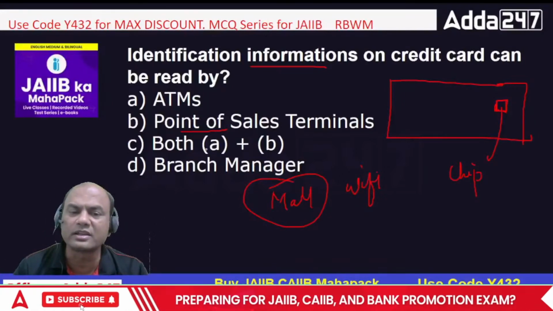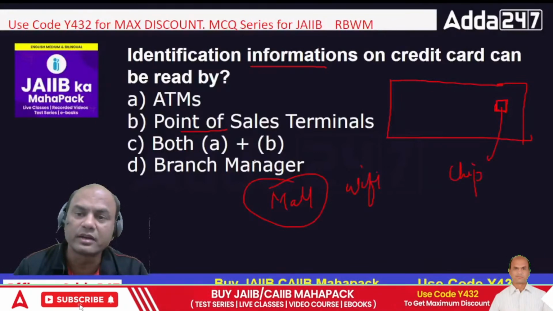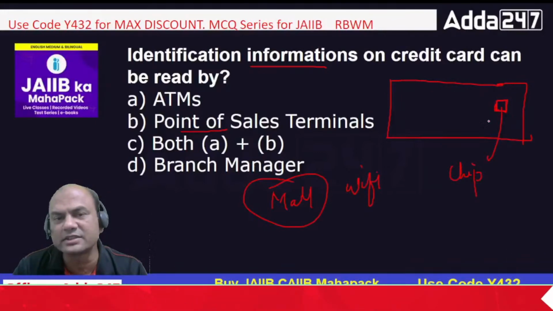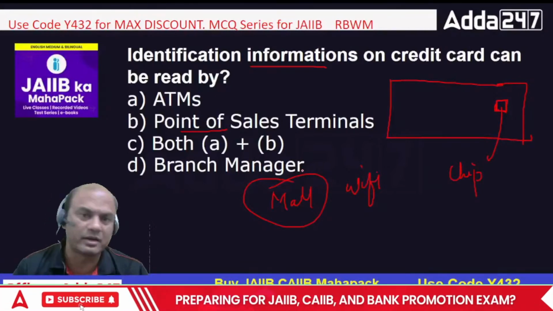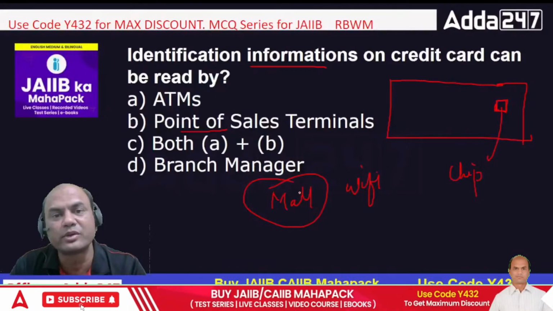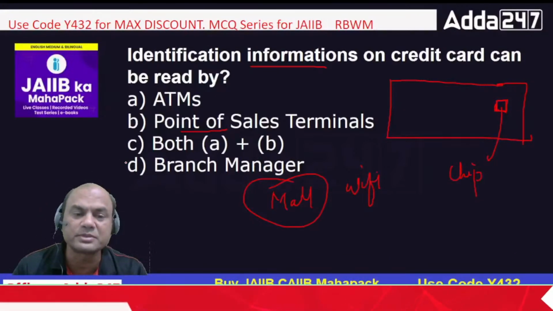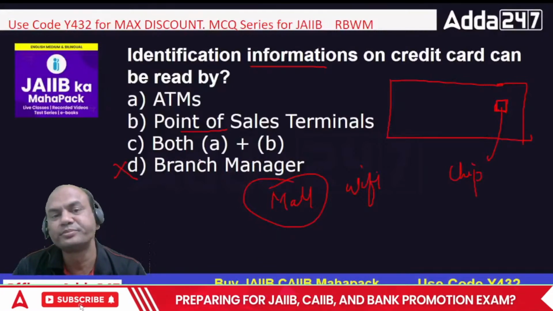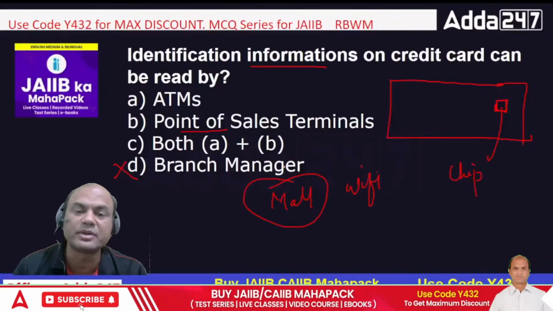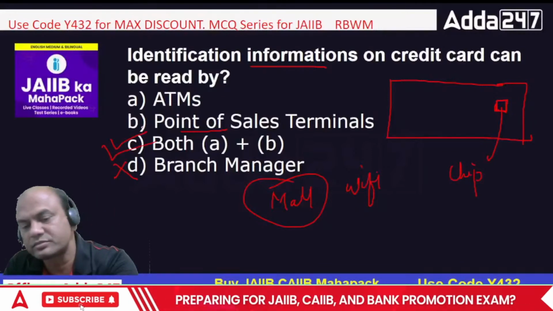What about the other, both A and B? That's okay. But branch manager? Is this chip accessible to the branch manager? My card. And it is accessible to you if you are the branch manager? No, that is not possible at all. Otherwise there would be huge frauds in the bank. This is only accessible to electronic machines. Okay, so answer is C. Okay, both A and B.